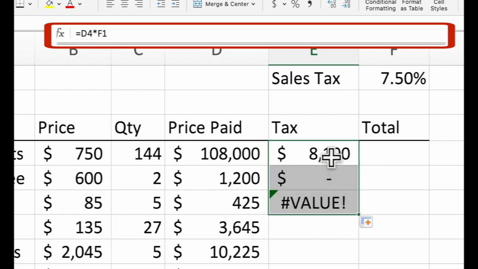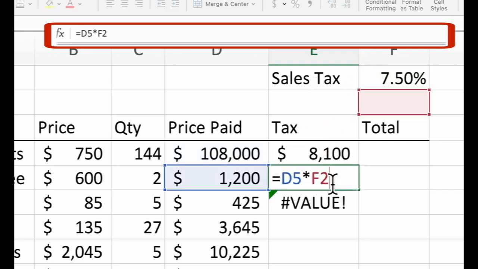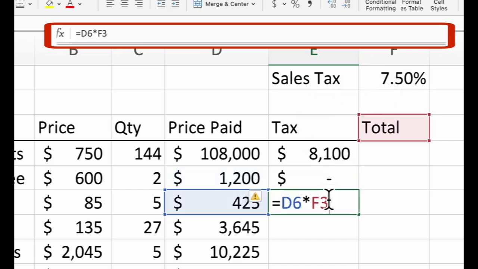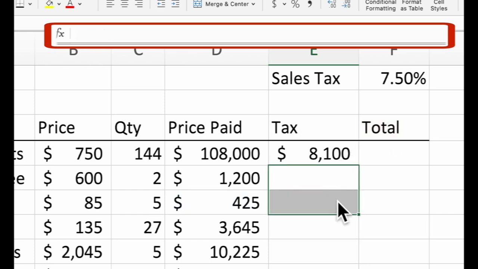Bad. Because if you notice, this one is D4 times F1. So it's 1 to the left times 1, 2, 3 up and 1 over. When we go to the second one, it does the same thing. It takes 1200 and does it here, but oh dear. And then this one, now we're multiplying 425 times the word total. And we get this error. It says, I don't know how to do that. I can't do that. So this is a time to use absolute references.